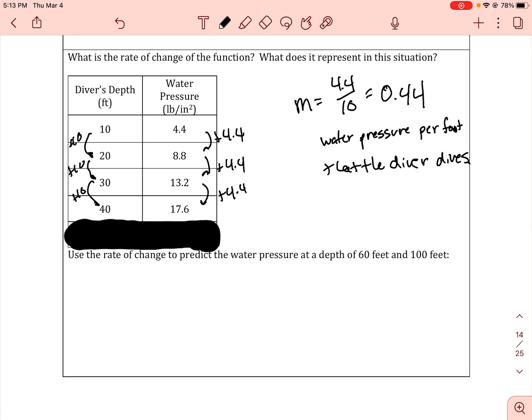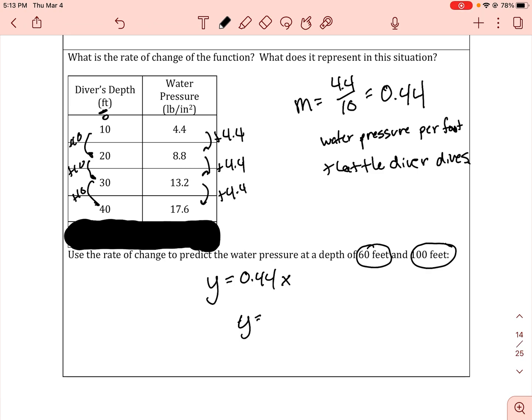So let's use the rate of change to predict the water pressure at a depth of 60 feet. Okay, I see feet is my y value, and 100 feet. So I'm going to be solving for y here. But first I need to come up with my equation. So I have y equals my m, I've already identified as 0.44, x, and then it's plus b. But if you think about it, b is when x is 0, or my water depth is 0. If I'm at 0 feet, how much water pressure is there? There isn't any. So this is a proportional relationship because my y-intercept would be 0 in this case.